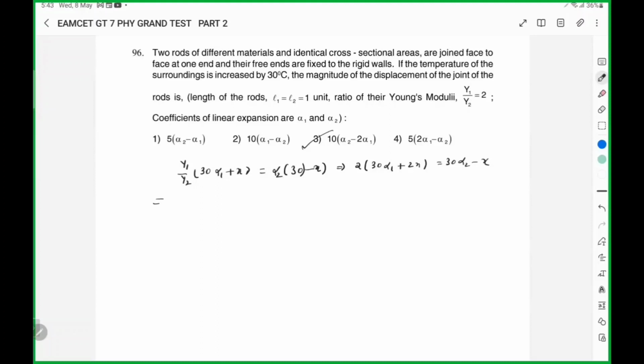So 60 alpha 1 plus 2x is equal to 30 alpha 2 minus x, which gives 3x equal to 30 alpha 2 minus 60 alpha 1. X here is 10 alpha 2 minus 20 alpha 1. So the third option is correct.